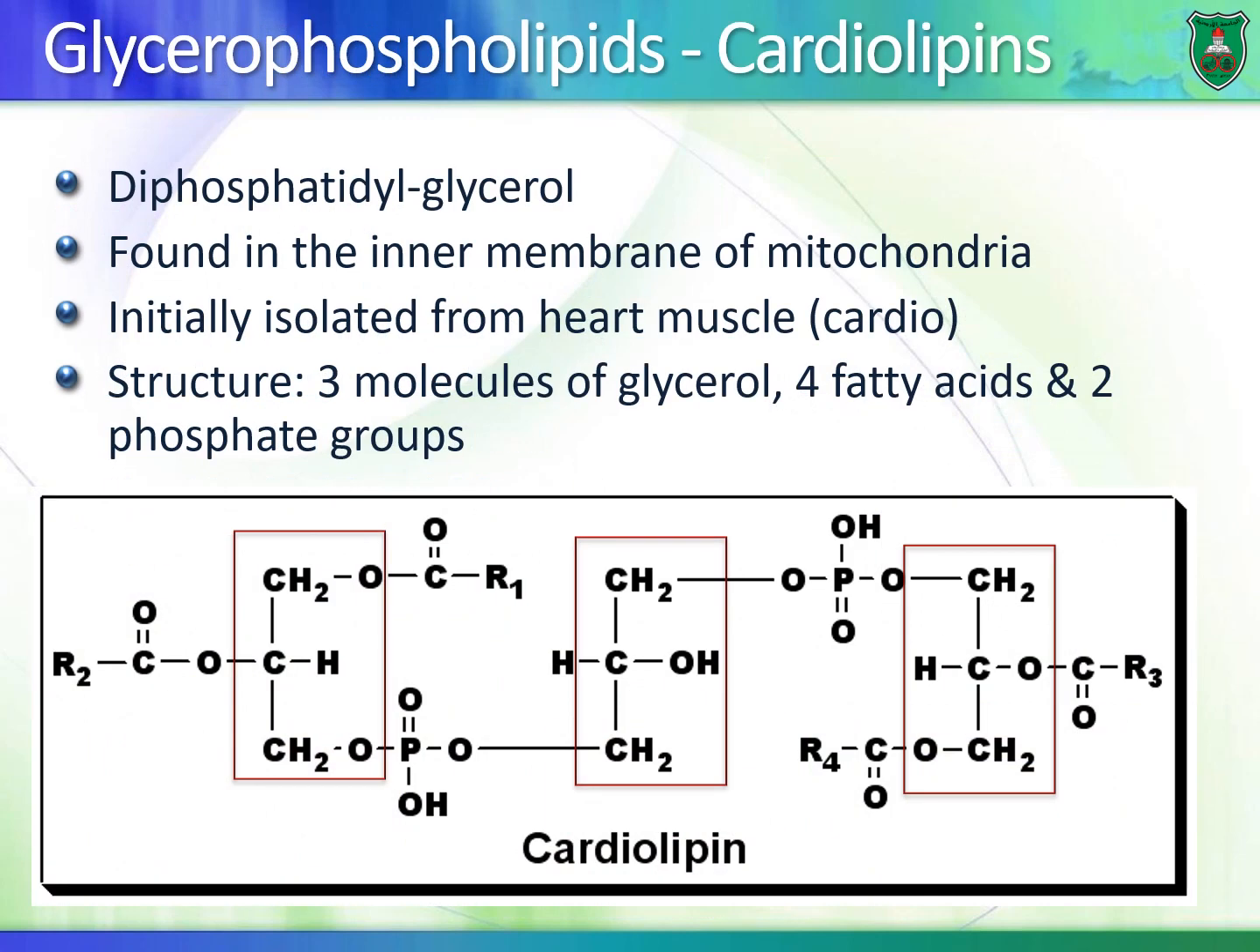So as I said, we have specialized types of complex lipids. We have cardiolipins. So from the name, you can tell that it's really found a lot in cardiac tissue, primarily or specifically in the inner membrane of mitochondria. Okay, so it may have functional significance. Now, it's made of 3 glycerol backbones, 4 fatty acids, and 2 phosphate groups.